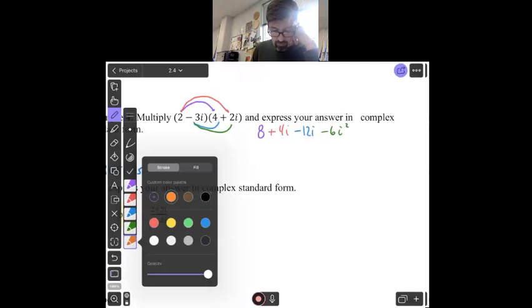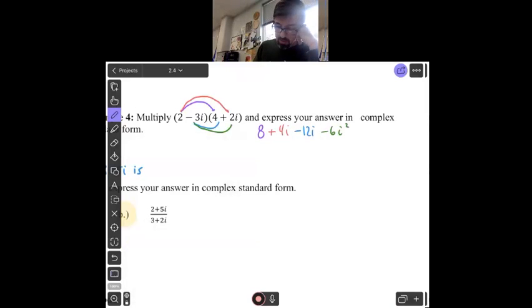Okay, what you're going to see me do with something like this is just highlight this to myself. Hey, i squared, I can do something with that, right? And then I start thinking, what's negative 6 times i squared? What's negative 6 times negative 1? That's really positive 6. So I circle it, I write what it's actually equal to, right below it, and then I cross it out. Okay, I've dealt with it, I've simplified it. Here's what it's actually equal to.